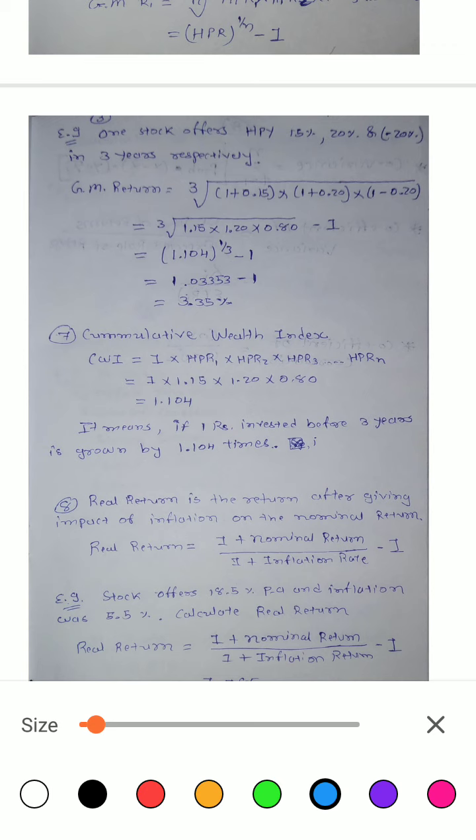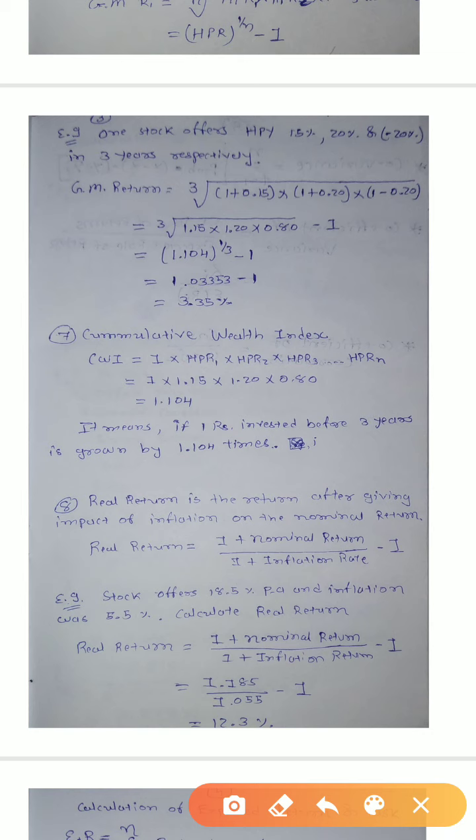Now there is one last part of return, that is real return and nominal return. When we are talking about the return offered by any instrument, we are generally talking about the nominal return, but we are ignoring the impact of inflation. When we take the impact of inflation into account on the return, we call it real return. So what is the equation? Let us understand. Real return is equal to 1 plus nominal return divided by 1 plus inflation rate, and whole minus 1.